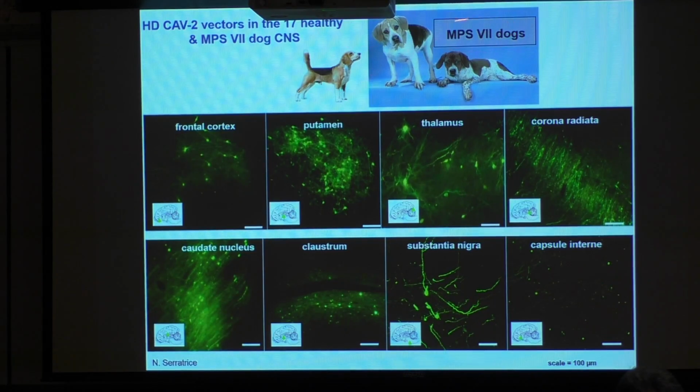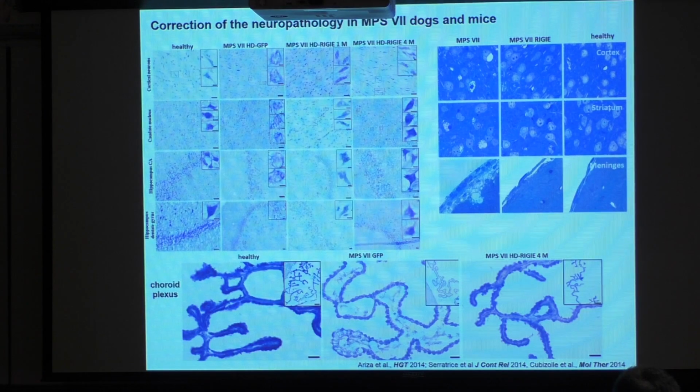And he's shown then with colleagues in MPS7 dogs that if you give this intracranial injection of this helper-dependent virus, you get really beautiful gene transfer in the brain, and this really corrects the neuropathology in MPS7 dogs. So this is MPS, and you get these vacuole-like structures here, as you can see. This is corrected by the helper-dependent virus and really looks like a healthy brain. And this is in the choroid plexus, as you can see. This is healthy. This is the MPS7, and this is the restored. So it works very effectively, and you can just read these papers if you want to understand it a little bit more.